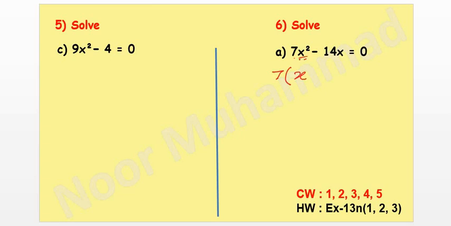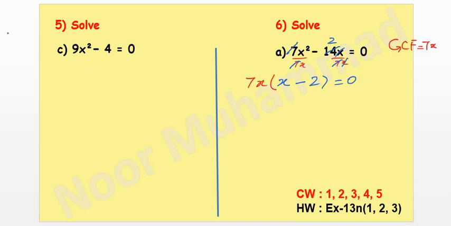So you will divide this term by 7, and you will divide also this term by 7. Sorry, what is the GCF? The GCF is not only 7, the GCF is 7x, right? So 7x will be pulled out, and to know what is left inside, you will divide each term by 7x. So here 7 will cancel 7. x squared divided by x will be x, minus 14 divided by 7 will give us 2, and x will cancel x. So x minus 2 equals 0.